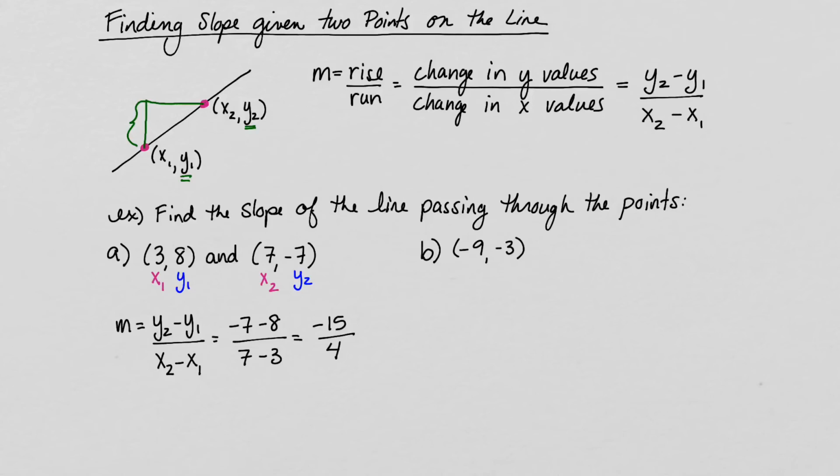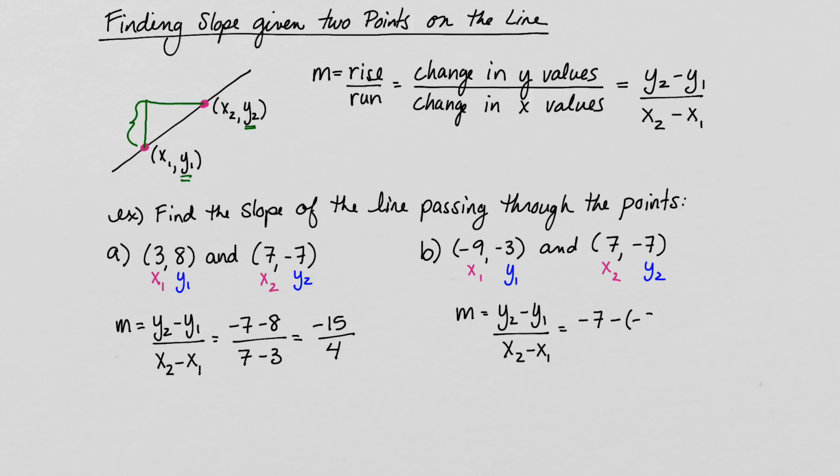Negative 9, negative 3, and so we'll use that same 7, negative 7 again. Okay, so again, this is x1, this is x2, this is y1, this is y2, and so my slope is going to be y2 minus y1 divided by x2 minus x1. So y2 minus y1 is going to be negative 7 minus, and we have to be a little careful, y1 is also negative. So it's going to be negative 7 minus negative 3 divided by x2 is 7 minus negative 9.